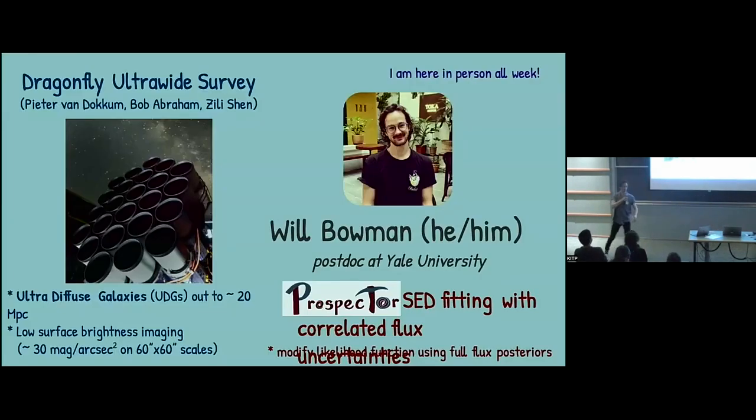Hi, I'm Will Bowman. I am a postdoc with the Dragonfly telescope team. So I work primarily on the Dragonfly Ultrawide survey, which is a low surface brightness imaging survey covering about 10,000 square degrees, overlapping with the Sloan Digital Sky Survey footprint. One of our main goals there is to find ultra diffuse galaxies out to low distances.